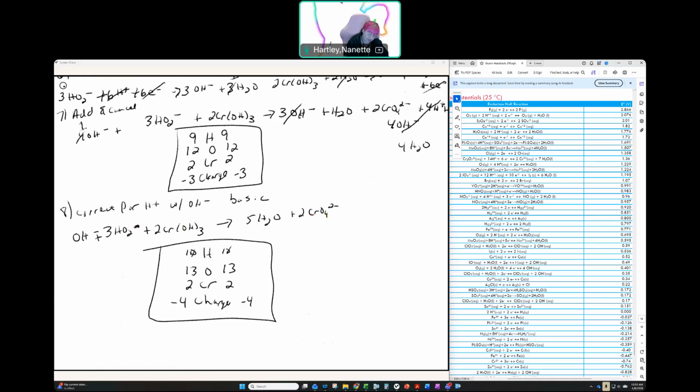2CrO4 2 minus plus 4H2O. And now I got to check that again. Oops. Hold on. This should, I don't know how I got it to work last time, but let's check where we are at this point. It's terrible. Okay, so when I look at the hydrogen, I have 1, I have 3, which gives me 4 plus 6, which is 10. I have 10 right there and 14. See, that doesn't make any sense. What the heck?